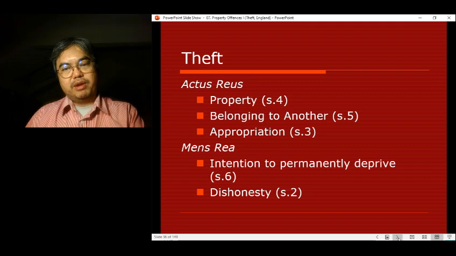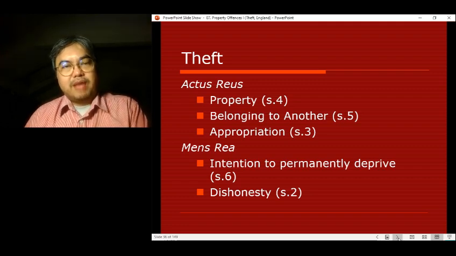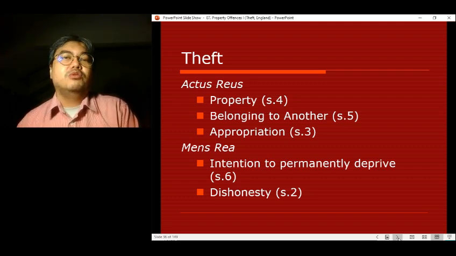Now we move on. Under theft, it must be property belonging to another.